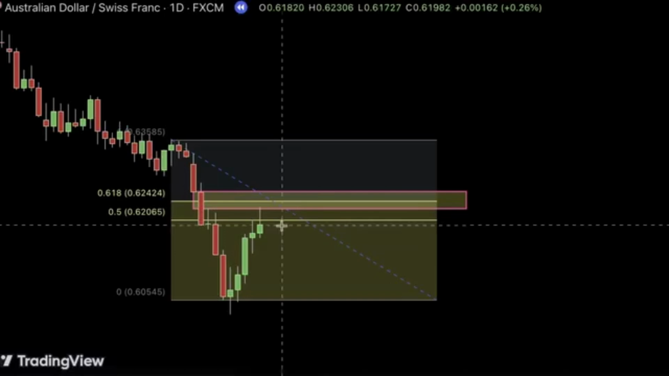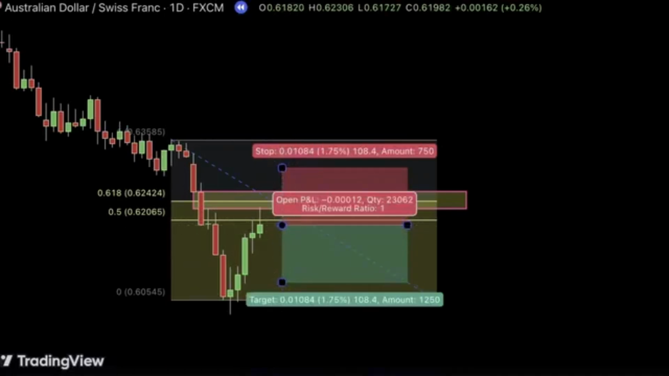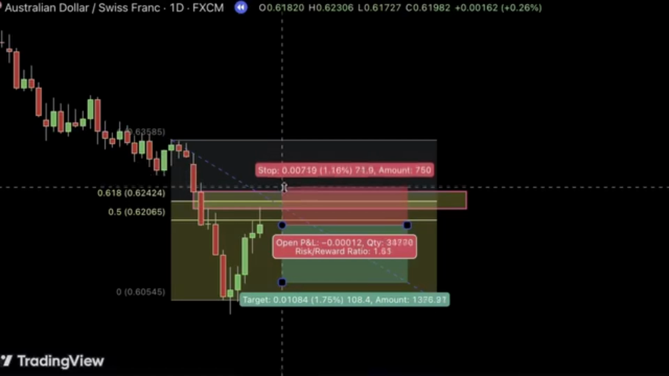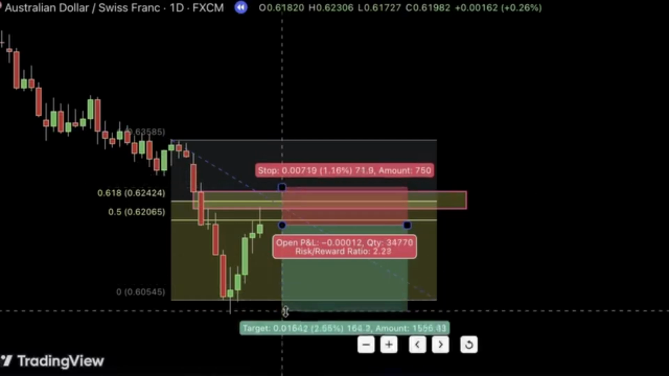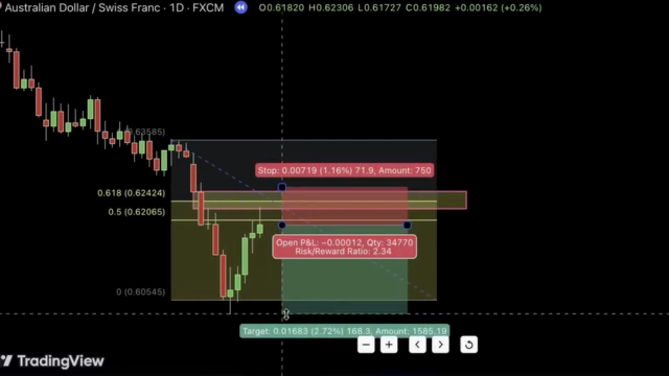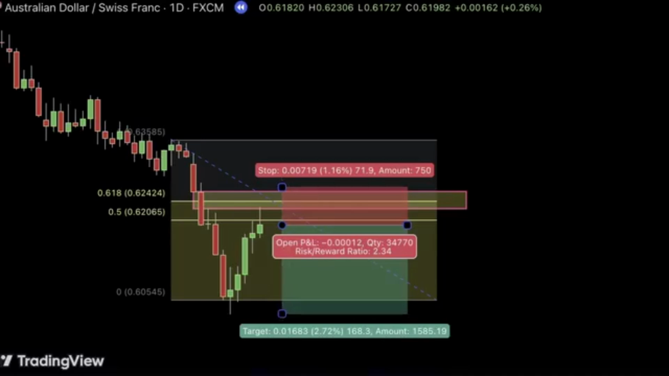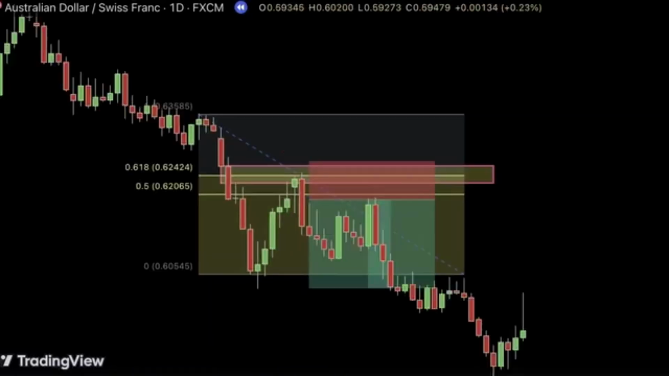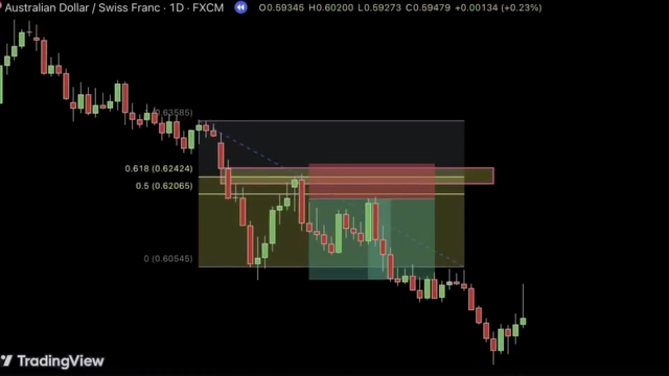A short position was entered after the rejection candle closed below the fair value gap. The stop loss was set above the fair value gap and the 61.8% Fibonacci level, and the take profit target aimed for the next support level. The trade ended successfully as the price reversed from the confluence zone and moved downward.